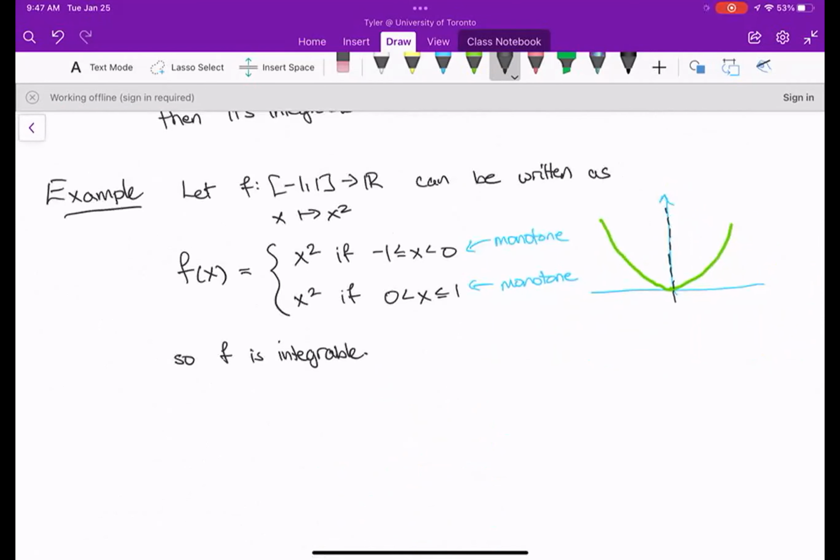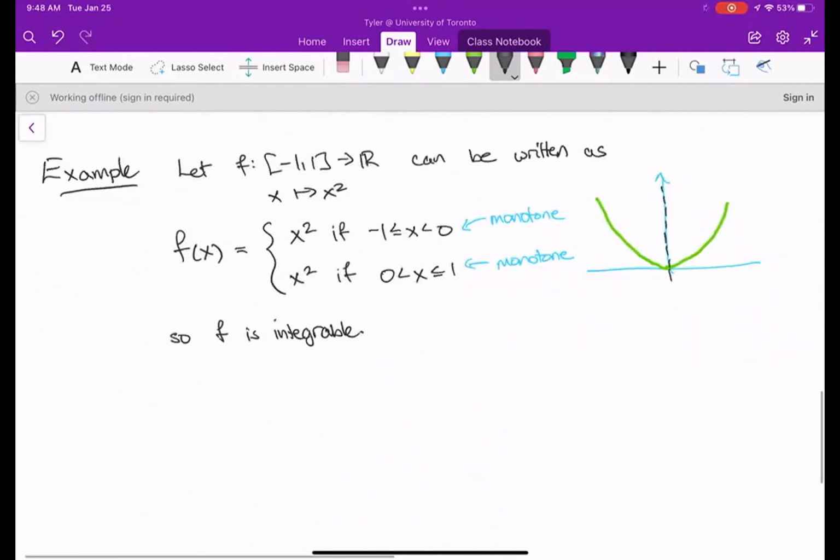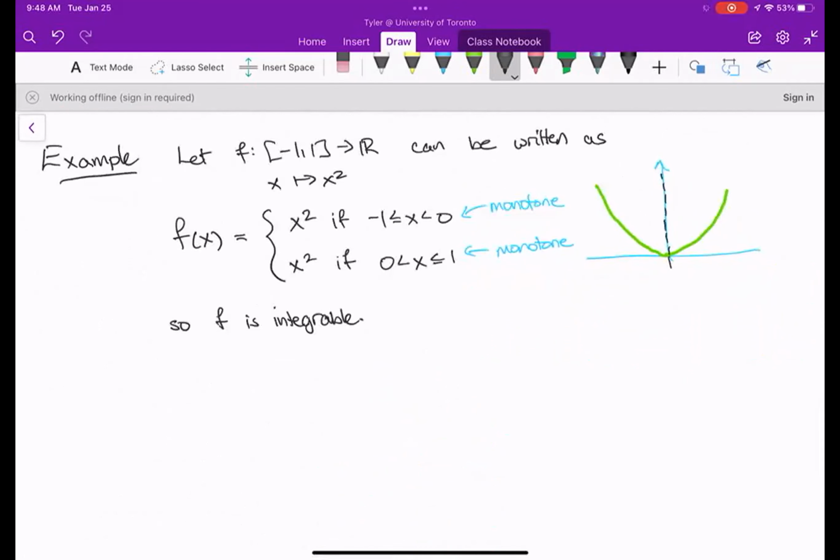This is part of the beauty of taking 157: you begin to realize how terrible functions are. Your high school exposure to functions, all the functions you play with, are really, really nice. Real functions are absolutely nasty. Okay, so let me state the next theorem.